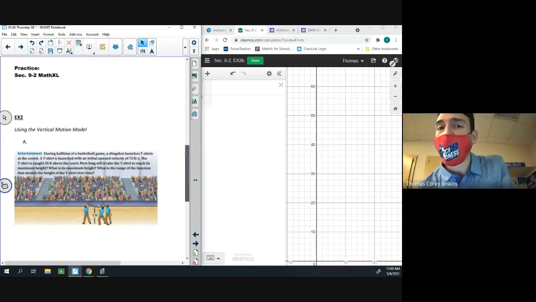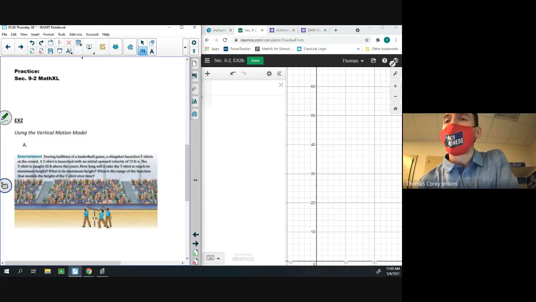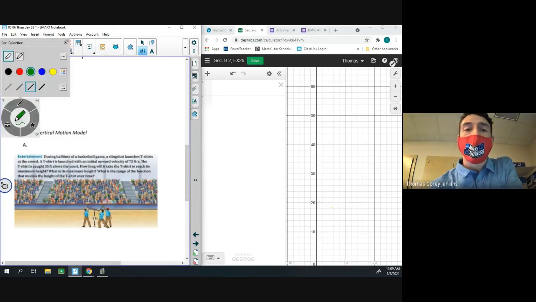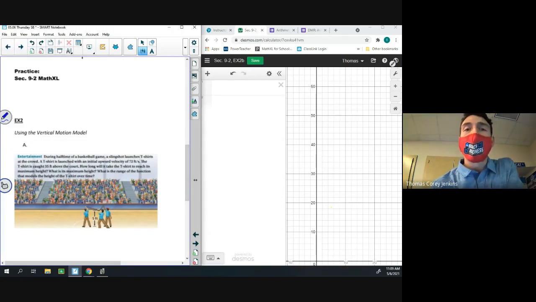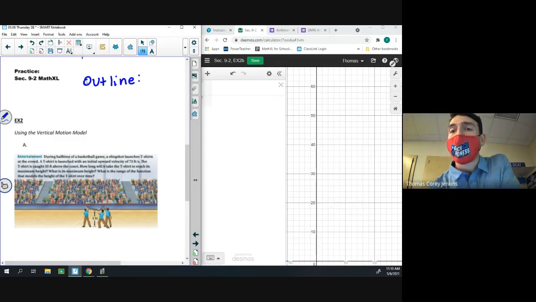So before we start, here is basically going to be our outline for these word problems, okay? So I would write this out, and this is how we build our equation, all right? So we'll just call this our outline that we'll use to build our equation, okay?